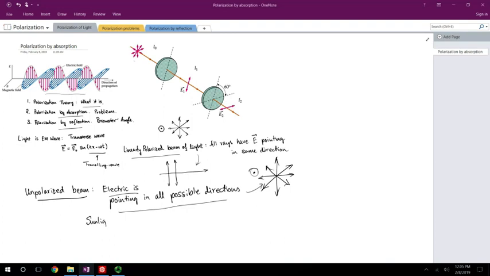Sunlight or light from a light bulb, right? These regular sources of light produce light that is unpolarized, which means that in a beam of light coming from, let's say, the sun, if we analyze the beam, we'll find rays with electric field pointing in all possible directions. So that's an unpolarized beam of light. All right, so that's about the characteristic of polarized light.